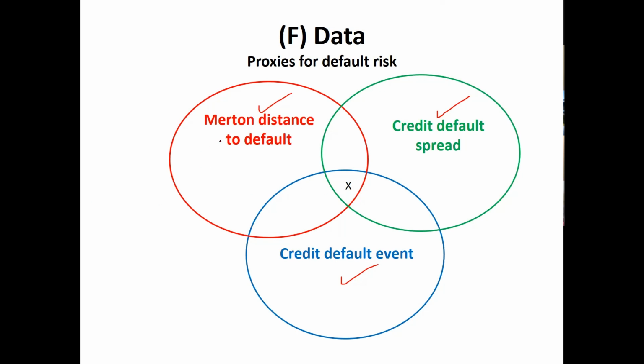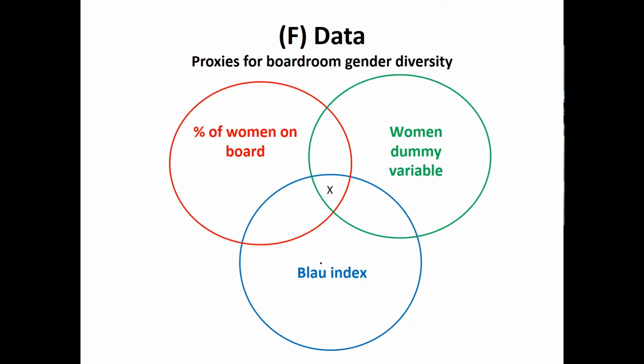Normally, if distance to default is higher, the default risk is lower. If credit default spread is higher, the default risk is higher. Credit default event is basically whether the company actually defaults, and then we pick it as a default event and give 1 to the company which is defaulting and 0 to the company which is remaining a healthy company.